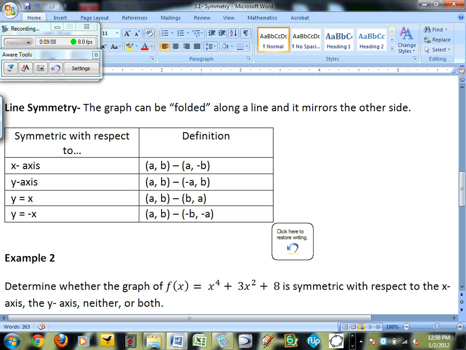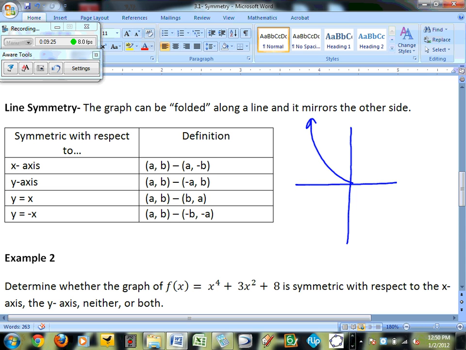Now on to line symmetry. The graph can be folded along the line and it mirrors the other side. They can be symmetric to the x-axis. The ones we're going to look at are the x-axis, the y-axis, y equal to x and y equal to -x. But if you think about any line, I can show you a very typical graph, a parabola. I know you've dealt with these in Algebra 2.